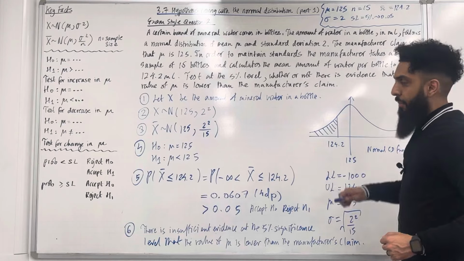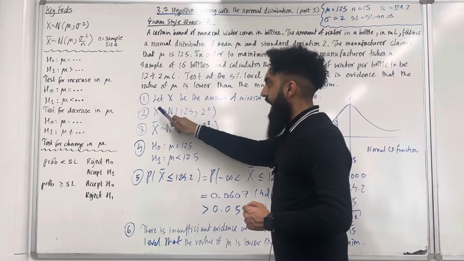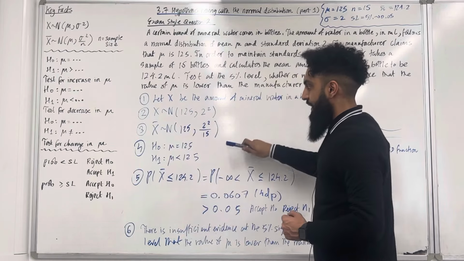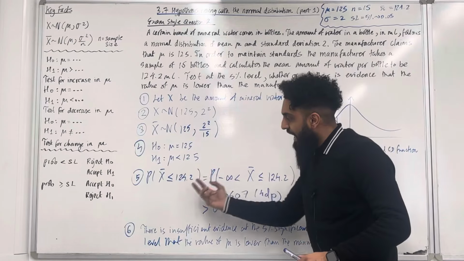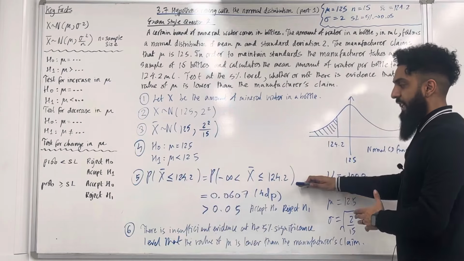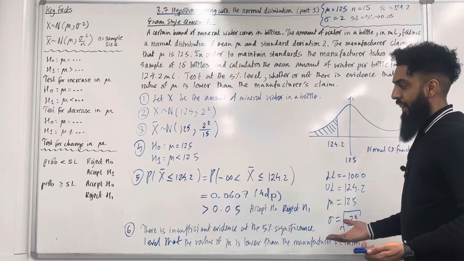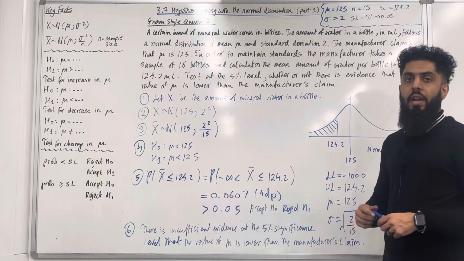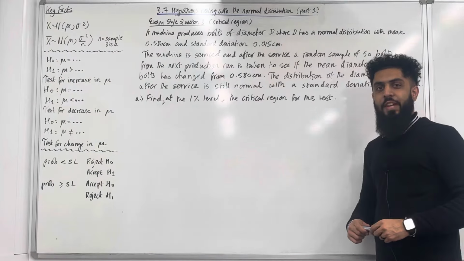So, quick summary: step number 1, define your random variable. Step number 2, write down the distribution of x. Step number 3, write down the distribution of the sample mean of x. Step number 4, write down your hypotheses. Step number 5, calculate your probability, compare it with the significance level. And step number 6, write down your conclusion in context. So if you can follow these basic 6 steps, you can do any questions on hypothesis testing involving the normal distribution. Here is exam style question 3.